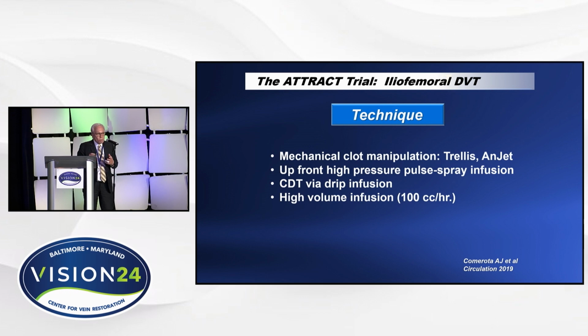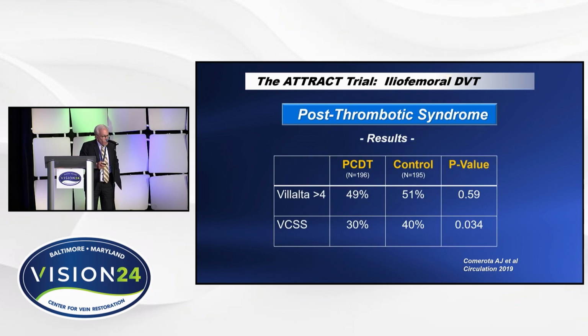That included the use of AngioJet, the use of Trellis, and then an upfront high-pressure pulse spray infusion into the thrombus, followed by catheter-directed thrombolysis with a large volume infusion, meaning 100 cc's per hour. And in the first hour in this patient group it was about 120, 130 cc's with the pulse spray infusion. As you can see, for the Villalta score of greater than 4, there was no difference between the PCDT group and the control group.